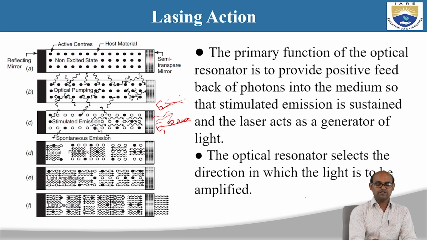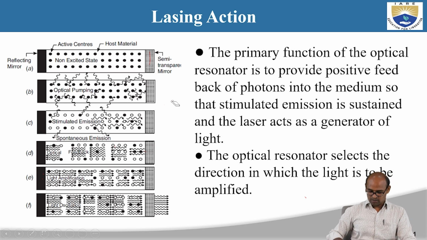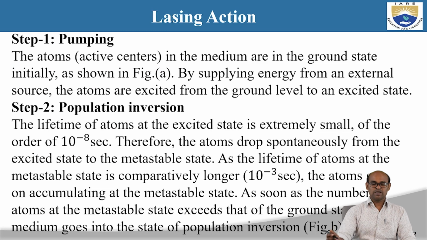And once you have a sufficient number of coherent photons, you will see amplification of light, and finally you are going to get this laser beam as output. Okay, so this is a pictorial understanding of these 5 steps and the lasing action. So let us see in detail step by step.